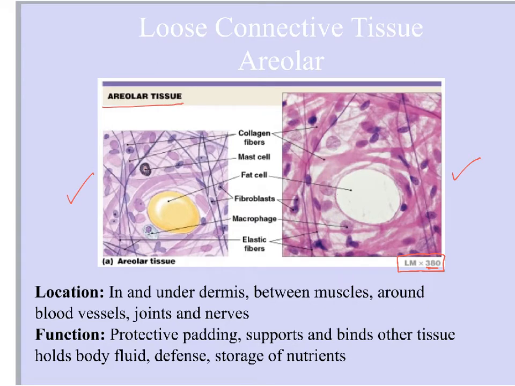Okay, so let's first think about the structure of this tissue. Remember, structure, function, location are really important. Since this is a loose connective tissue, you can see how the fibers are pretty loosely scattered. The fibers in the tissue are here.